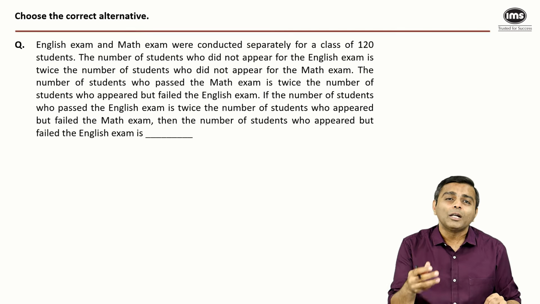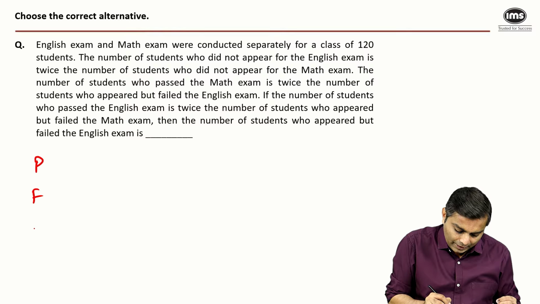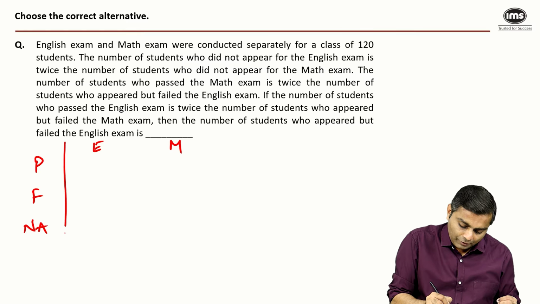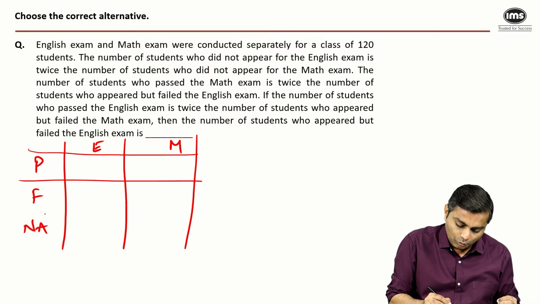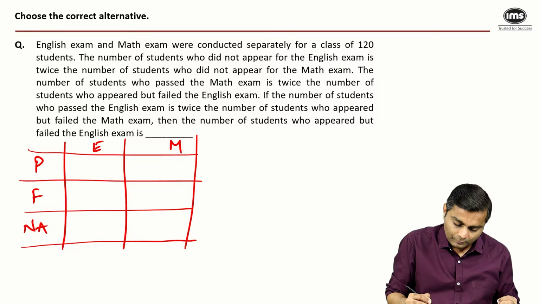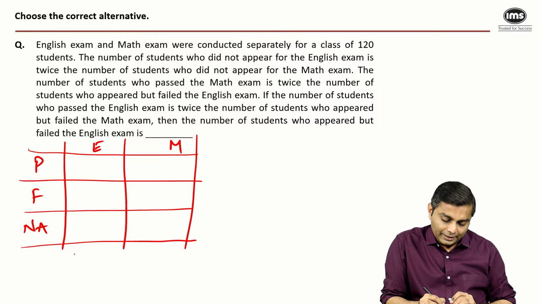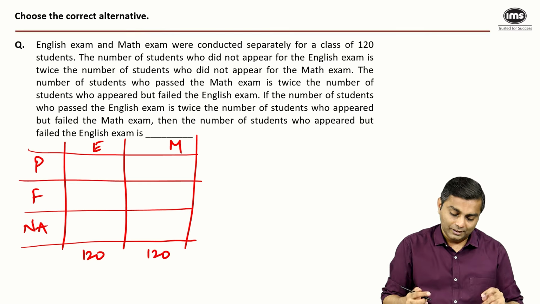So I'm just going to start with creating a very simple table. Let's say I start with pass, failed, and not appeared, with English and maths, conducted separately for a class of 120 students. Okay. So I'm going to start with a table looking like this. Total, how many English exams were conducted? Yes, 120 people took or did not take, basically the sum of that.